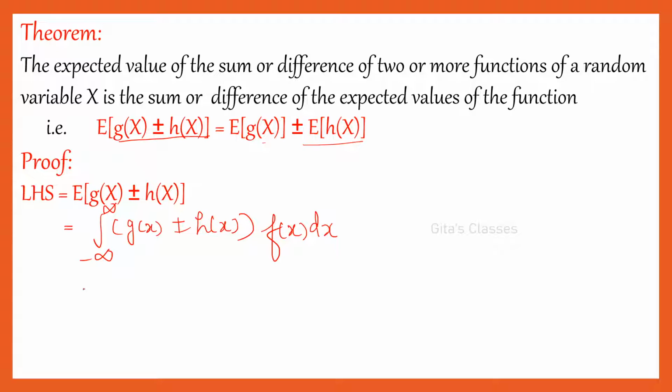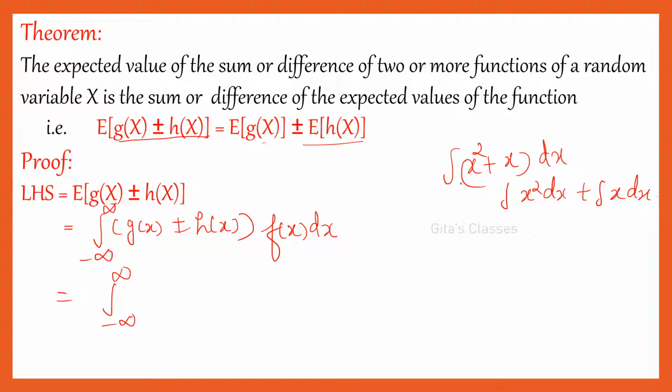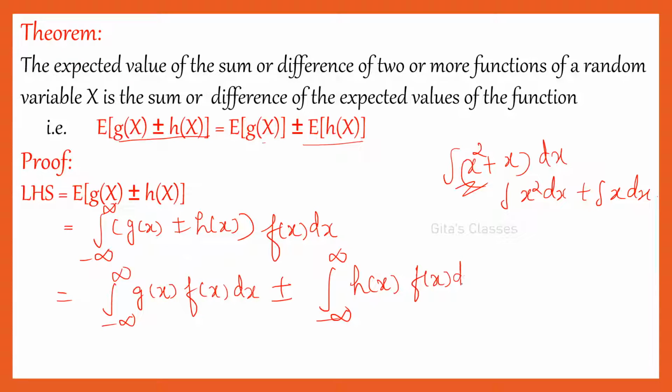Right. So this can be written as the integral from minus infinity to plus infinity. By using the definition of integration, we can write separately. Suppose you have x plus x squared, you can write it as the integral of x squared dx plus the integral of x dx. You can separate. This is the rule in integration. Using that, we can write the integral of g of x into f of x dx plus or minus the integral from minus infinity to plus infinity of h of x into f of x dx.